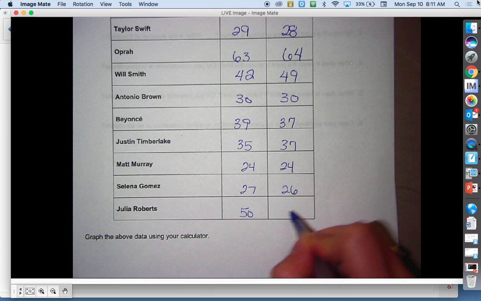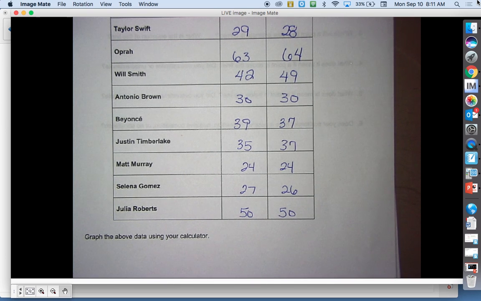She actually is 50. She turns 51 later this month. Okay, so yours might not.